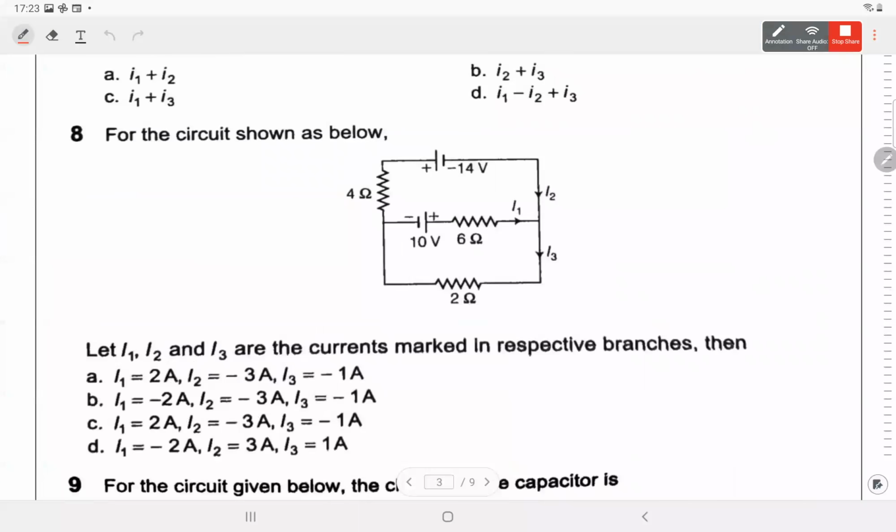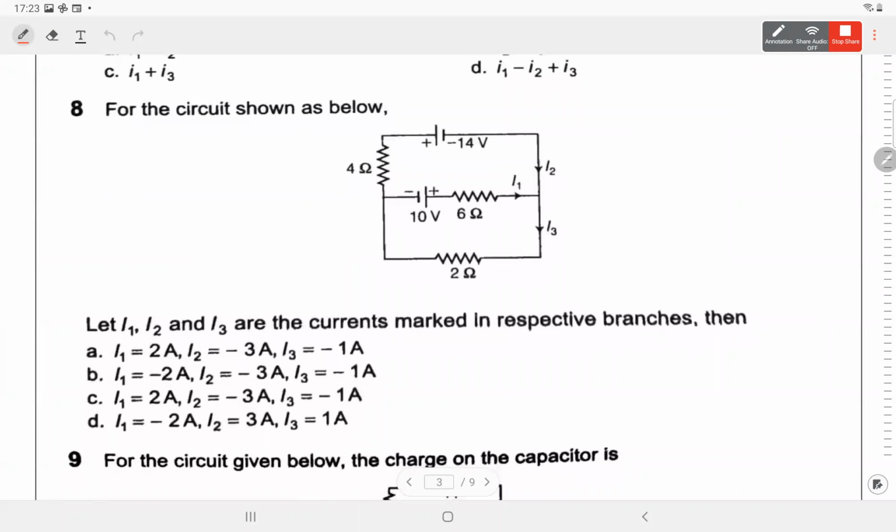Question number 8. For the circuit shown below, find the current I1, I2 and I3 as marked in the respective branches. Find the value of I1, I2 and I3.